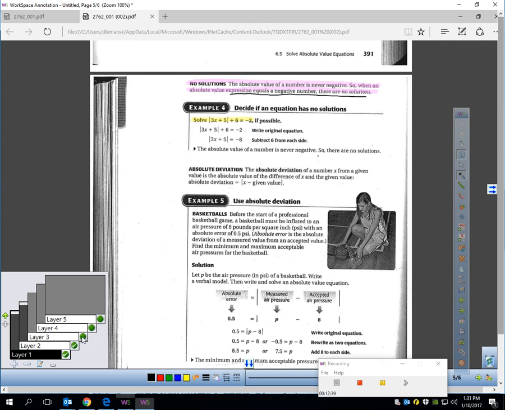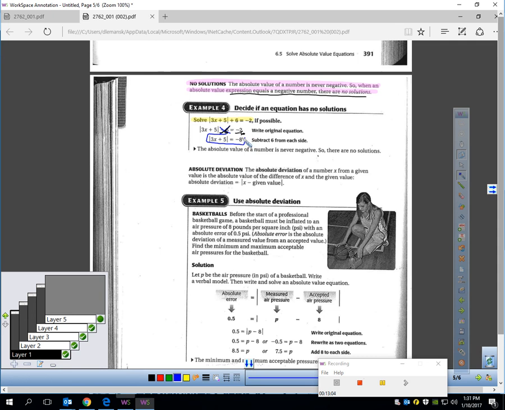Here's why. Do you notice the absolute value is not by itself? There's a plus 6 outside of it. I got to get the absolute value by itself first. So I'm going to take away the 6 from each side. When I do that, plus 6 minus 6 cancel, but now over here I get negative 2 minus 6 is negative 8.